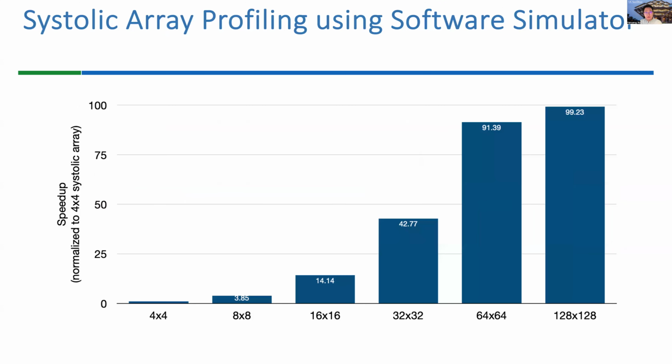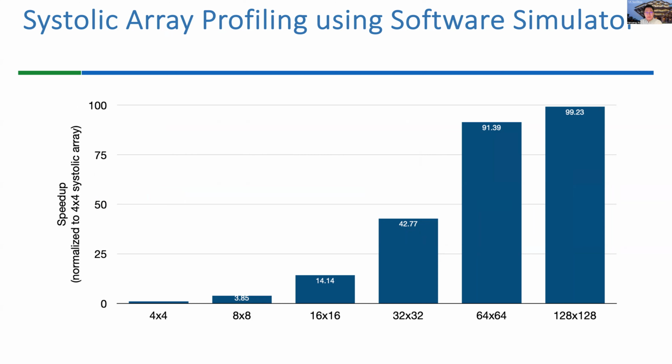Next, we showcase two simple profiling studies we performed to show how to use the GeneSys software simulator for quick design insights without hardware implementation. The first profiling we did is a sweep of systolic array size and its performance gain running a matrix multiplication kernel, to showcase how hardware configurations affect the performance.